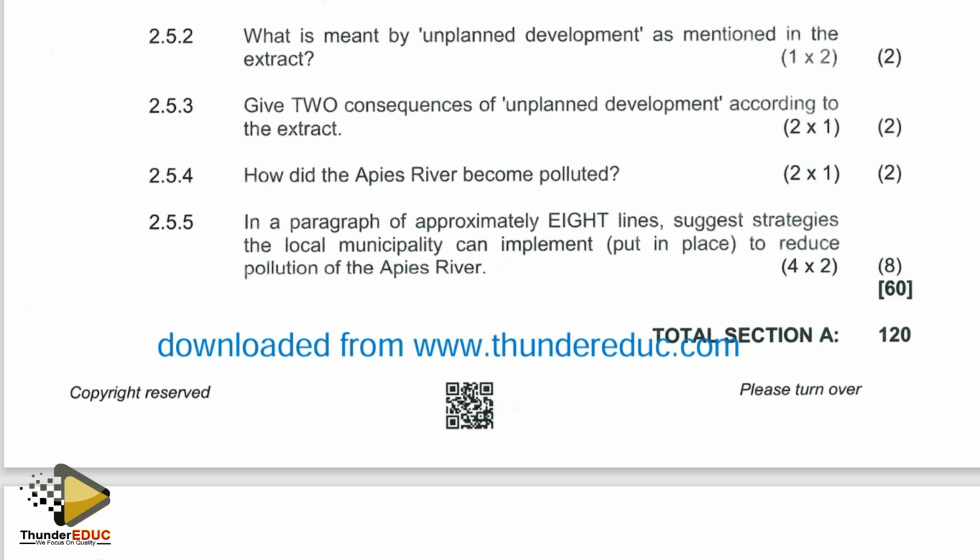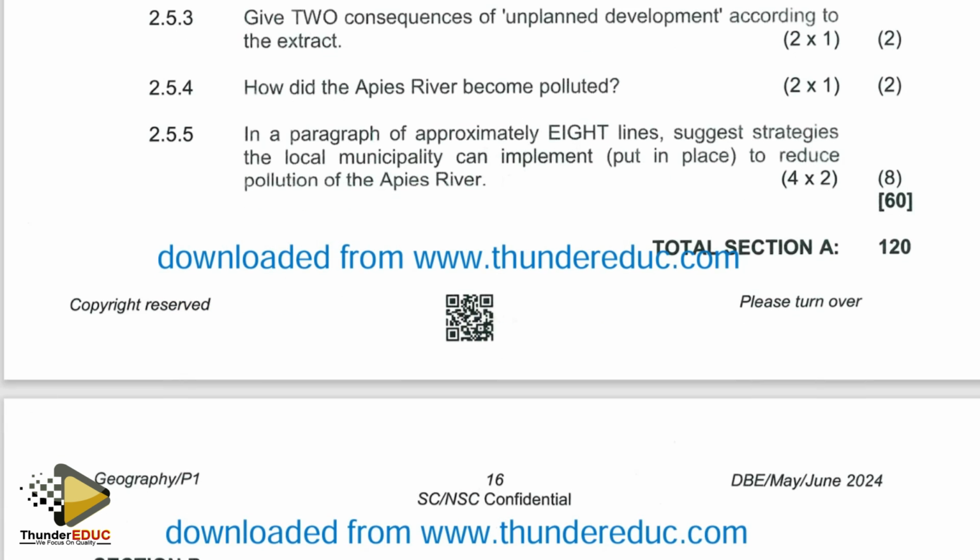How did Apis River become polluted? How did it get polluted? Right, it's also an extract question, which is from the extract given there. The number one cause of pollution is the dumping of raw wastewater into the river. There is the dumping of raw wastewater and also dumping of semi-treated wastewater into the river. Those are the 2 forms of pollution which are contributed to the Apis River.